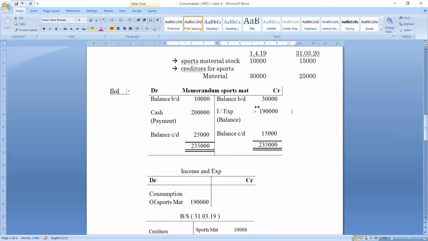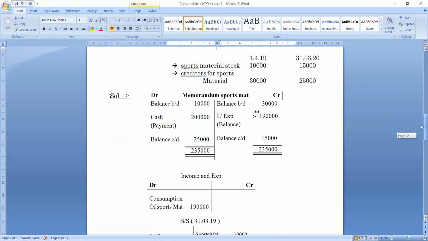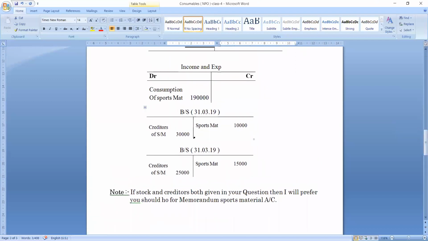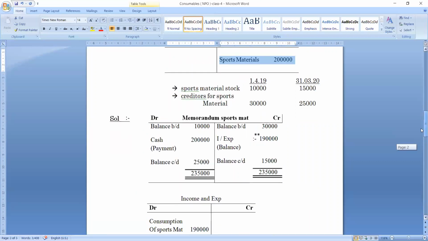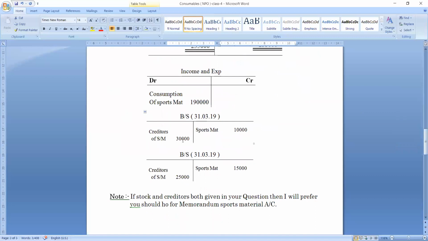Now that amount will be shown in the income and expenditure account. There are two sides, debit side and credit side. The consumption of sports material, 1,90,000, is always written on the debit side. You have to open the opening and closing balance sheet: sports material opening balance and closing balance, and don't forget to write creditors for sports material, your credit balance meaning liabilities, 30,000 opening, 25,000 closing.